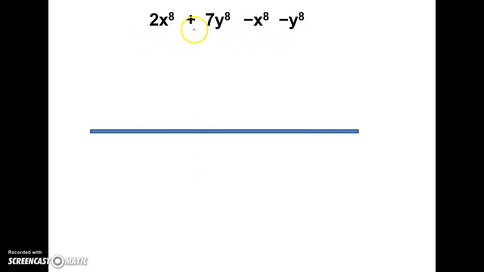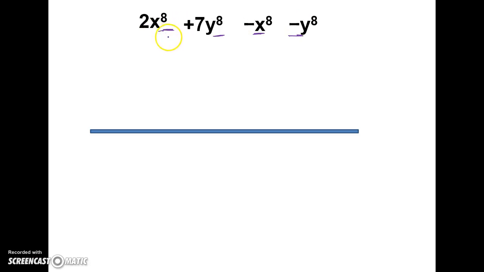Oh, some y's are thrown into the mix. So again, let's group them by variable and by degree. So they're all to the 8th power. I got some x's here, got some y's there. So let's start with alphabetical order. Let's start with the x's first. 2x to the 8th.